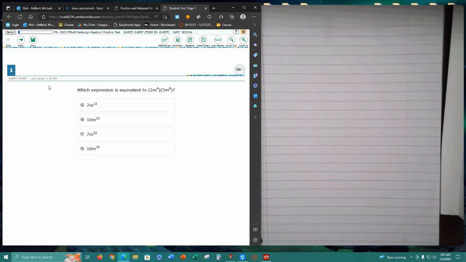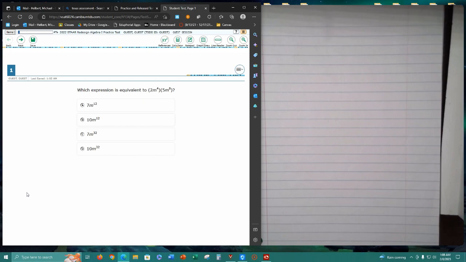On problem number 1, notice right here it says which expression is equivalent to 2m to the 4th power times 5m to the 8th power. And so I'm going to show you a quick way to solve this problem by using the calculator. And then you could also use your exponential rules.